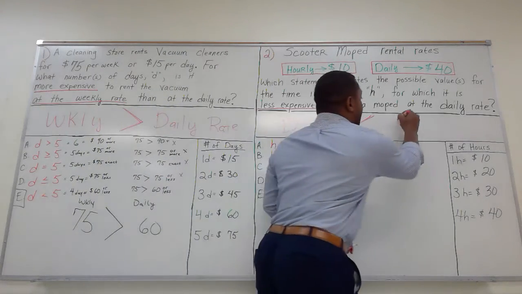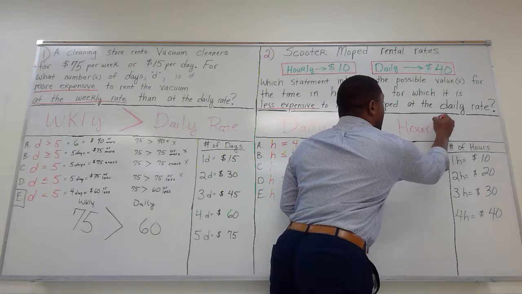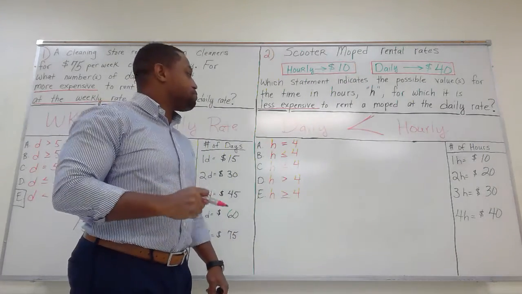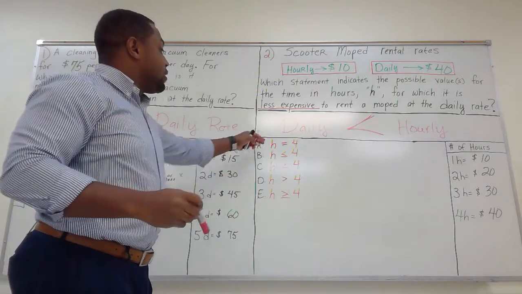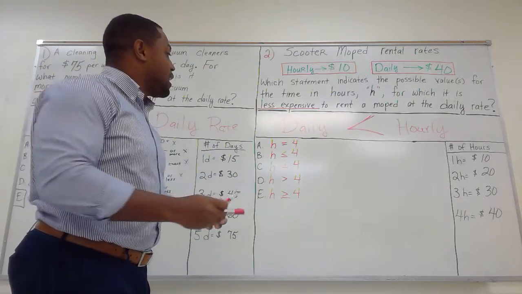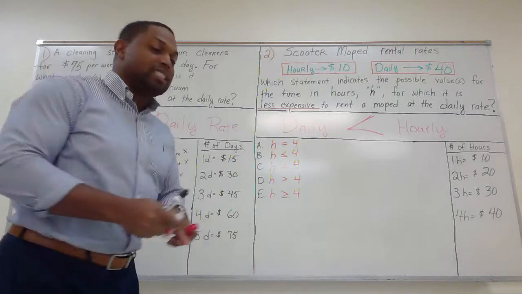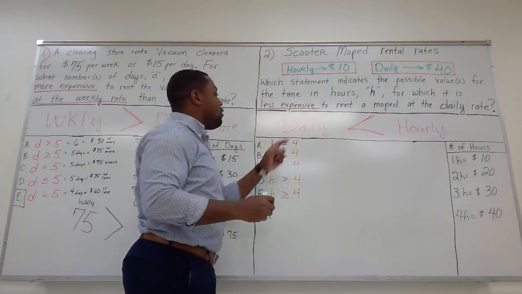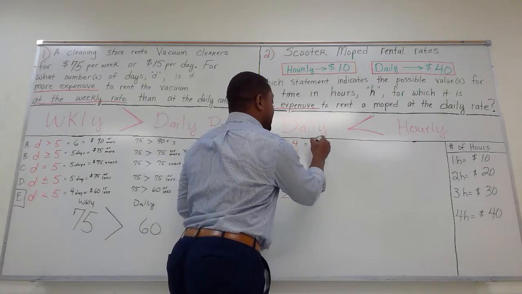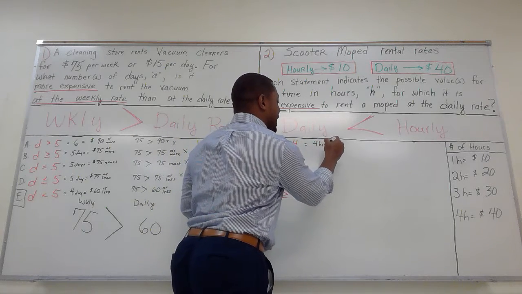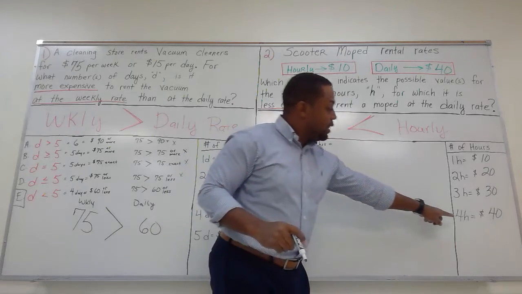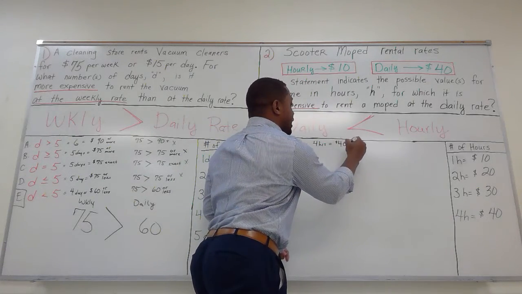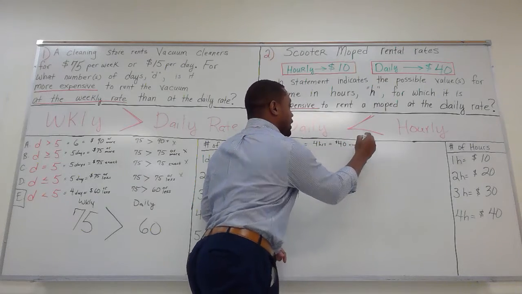And so that means that hourly is going to be right there. All right. Now, so again, now we have all of our hourly rate options. Let's see what they say. Okay, so hours is equal to 4. Well, that would mean 4 hours exactly. And that would be $40 exact.